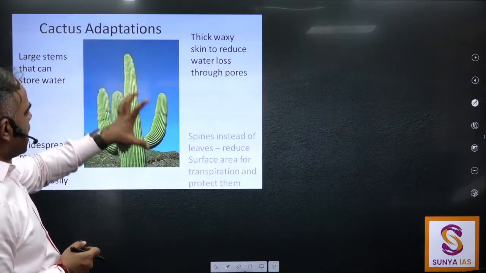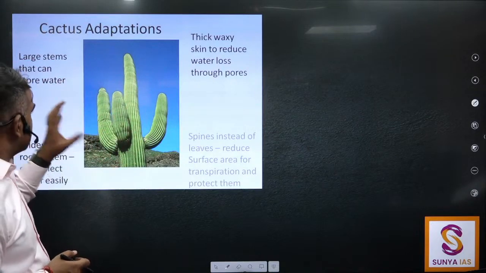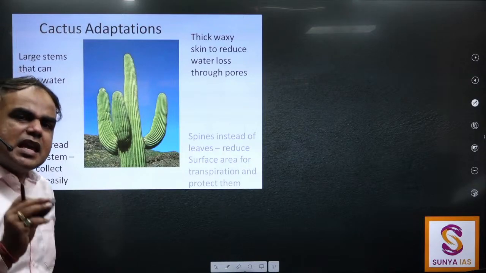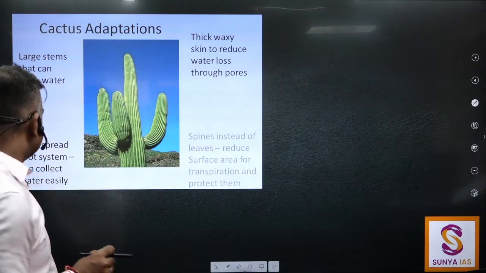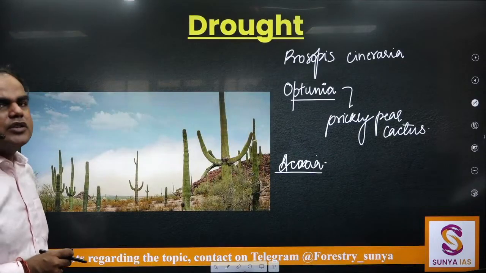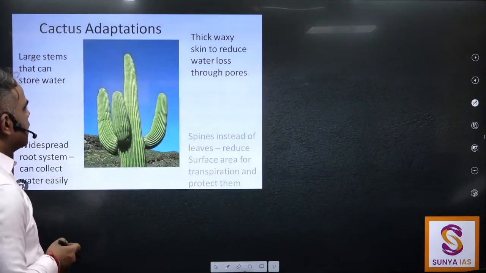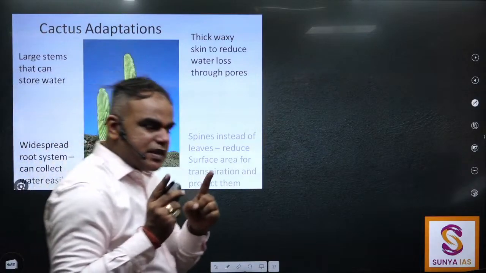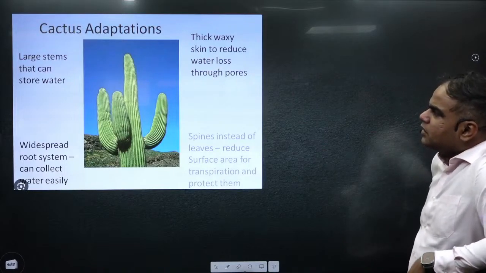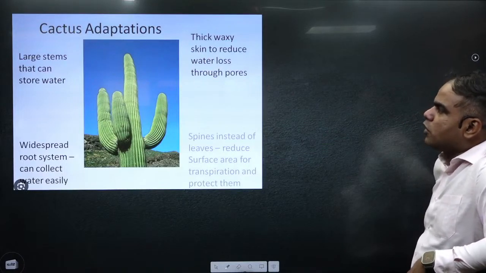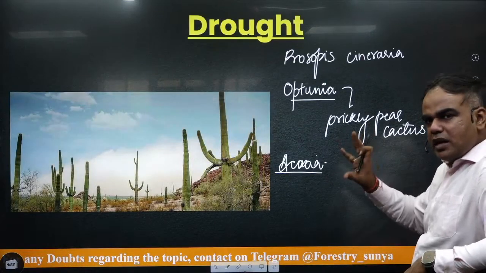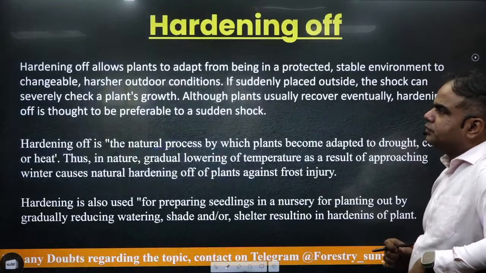So this is an adaptation that we had discussed. For example, large stems can store water. These have thick cuticles, fleshy stems, widespread root system. For that we had seen the example of Khejri trees, Prosopis cineraria. Spines are there instead of leaves, again to prevent evapotranspiration. Thick waxy skin to reduce the water loss. All these adaptations, I hope this part is already clear to you. We've already discussed it.